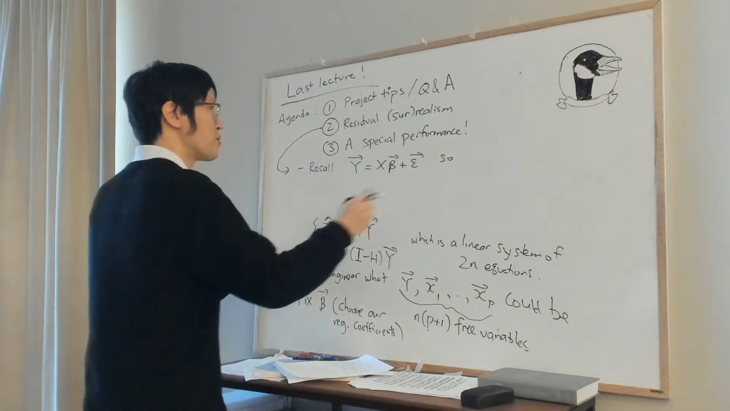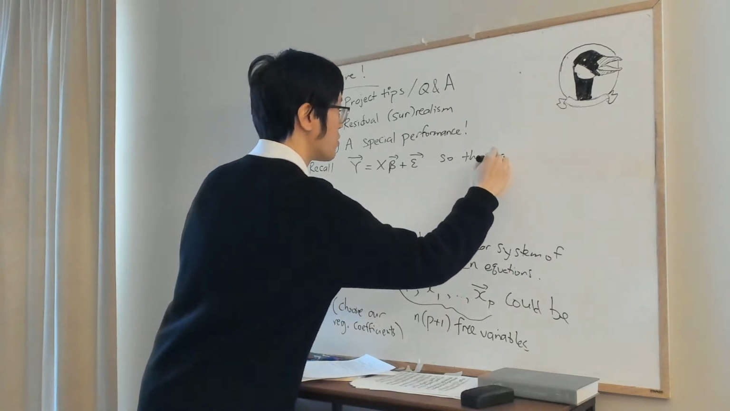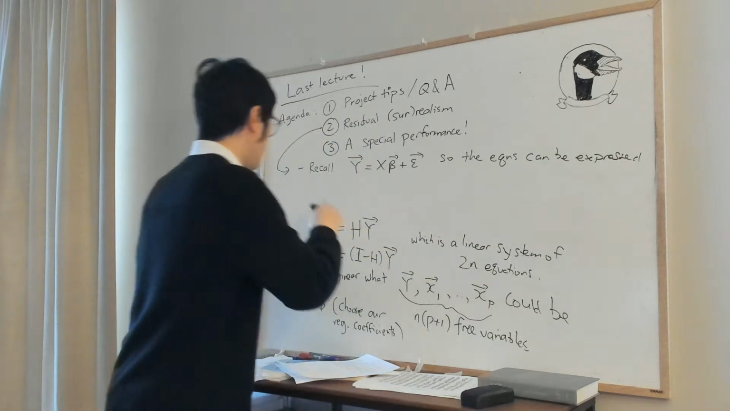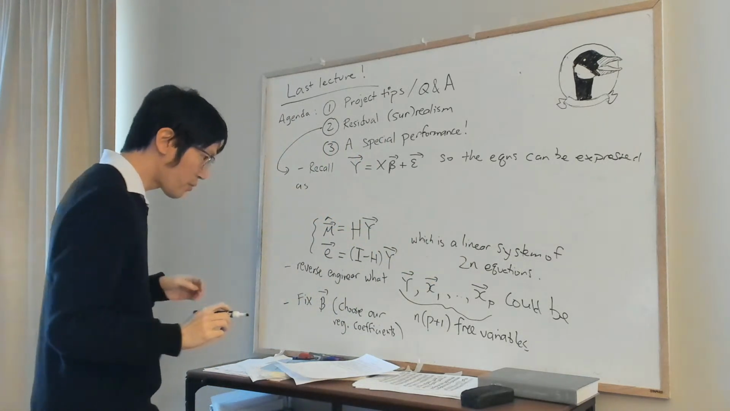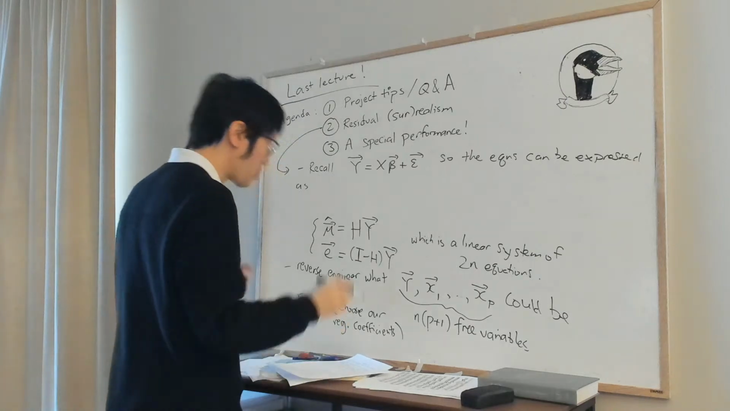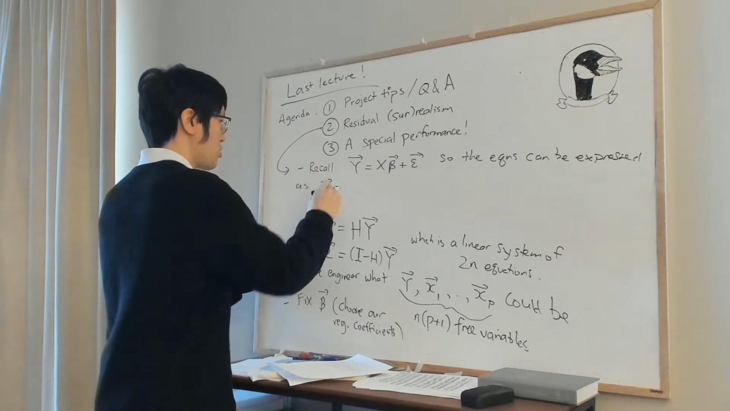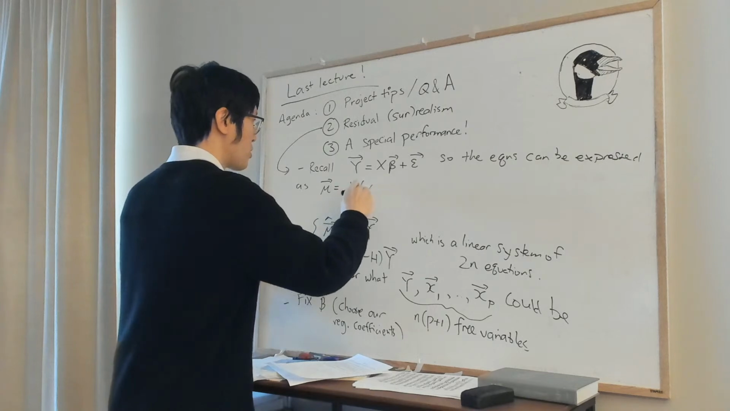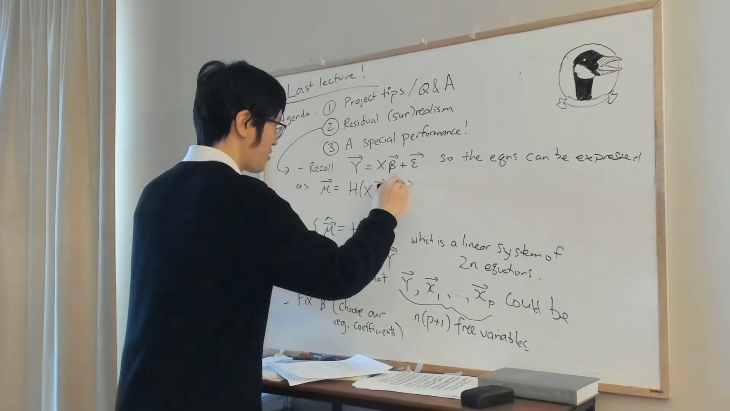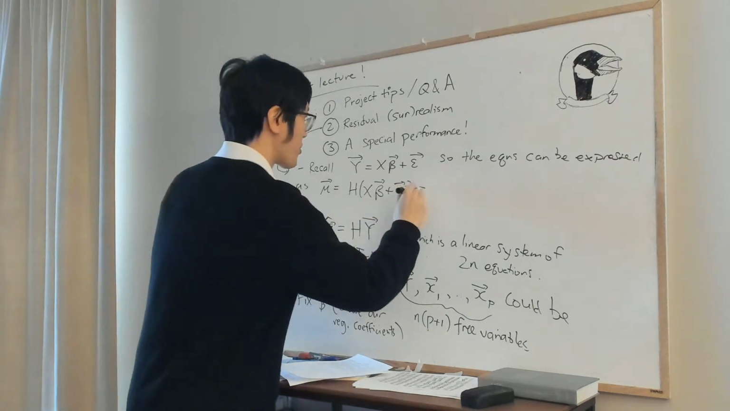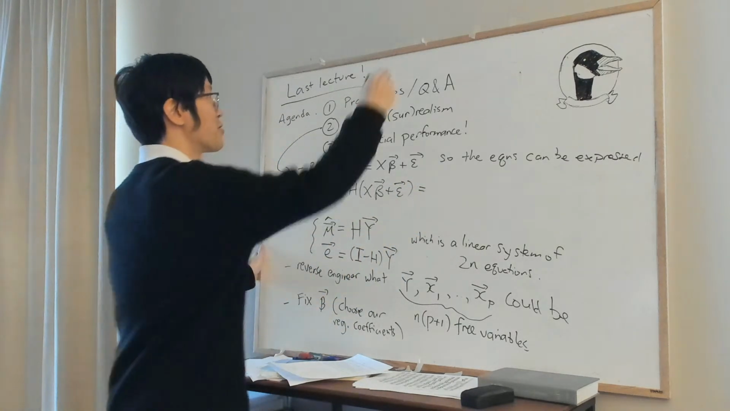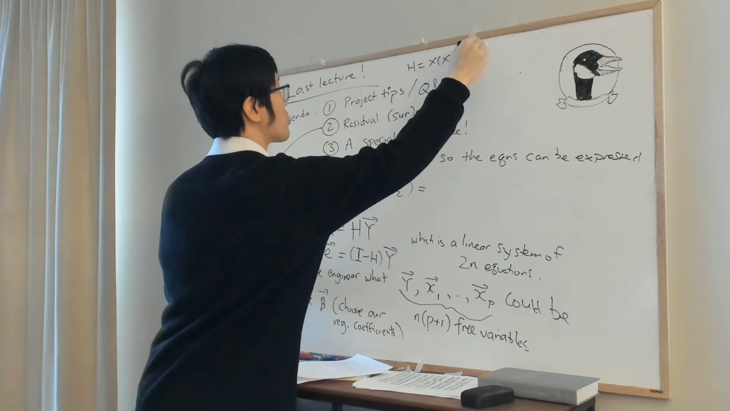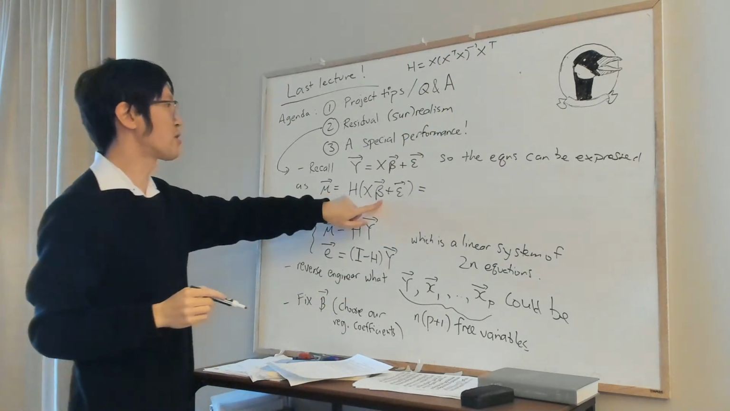So the two equations can be expressed as, okay, so I'm going to substitute what y is. So mu hat is going to be the hat matrix times x beta plus epsilon. Okay, so what is the hat matrix? H is x transpose x inverse x transpose. So hat matrix times x beta.